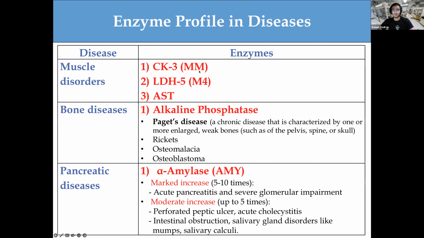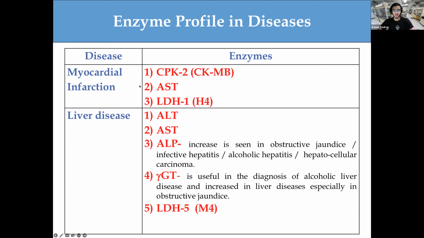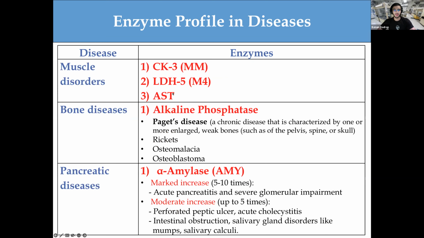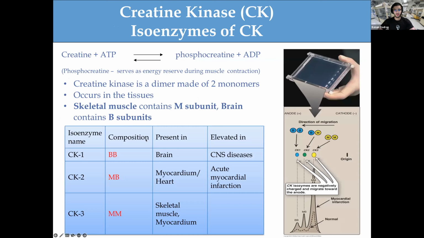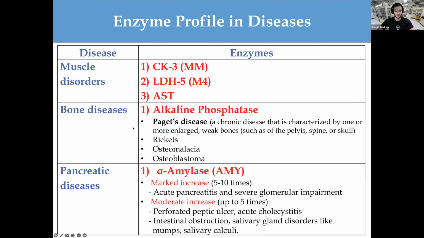For most muscle disorders, you'll have CK3 or LDH5, the same as liver disease, and or AST. Then you have alkaline phosphatase, which is Paget's disease, osteomalacia, rickets, or osteoblastoma. I know I am just reading and it's a bit boring, but this is how the questions will come. You need to just memorize which disease is caused by which elevated enzyme levels.